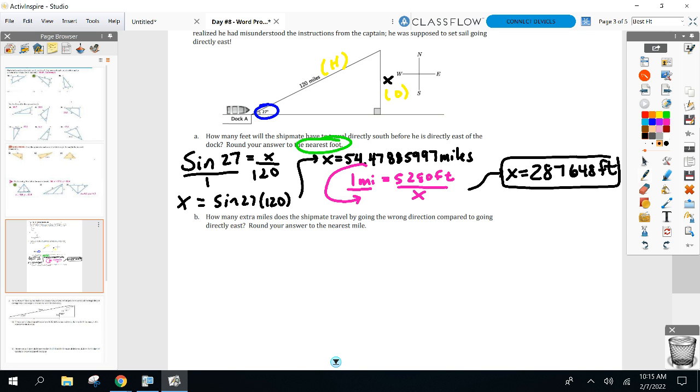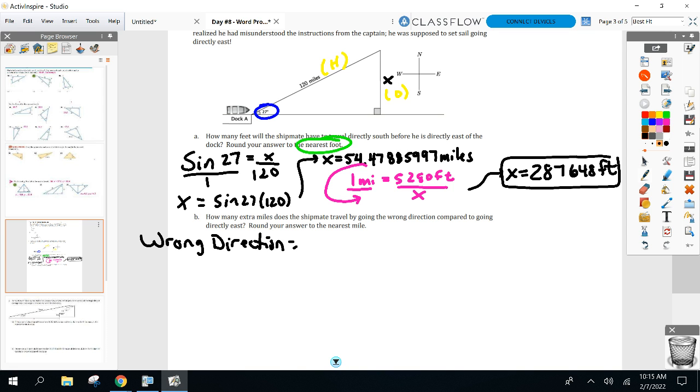All right, how many extra miles? Oh boy. Can you guys find quickly how many miles he went in the wrong direction? Because he was supposed to go directly east, it said. But he went northeast and then south. So how many in the wrong direction did he go? Can you guys find that quickly? There shouldn't be any sine, cosine, or tangent needed here. How many in the wrong direction did he just go?